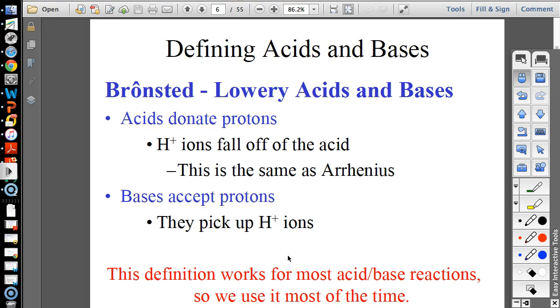So Bronsted-Lowry comes along. These are two different guys. But basically, didn't mean to do that. I'm going to stop doing that. I just make up jokes. I don't even mean to anymore.